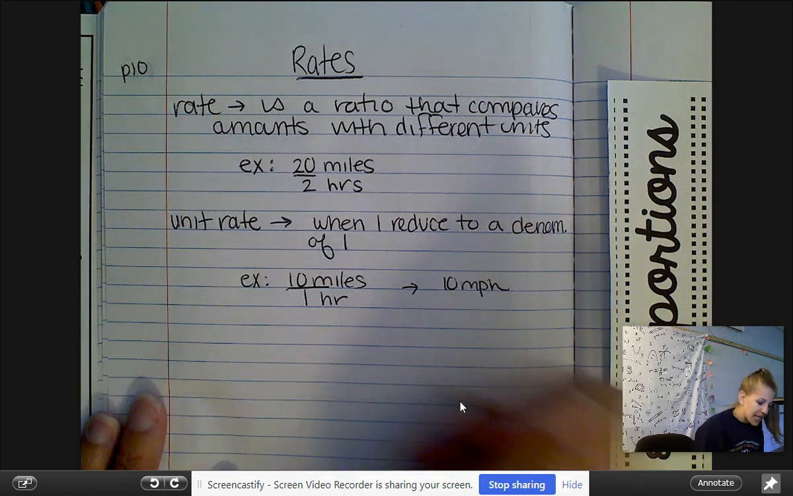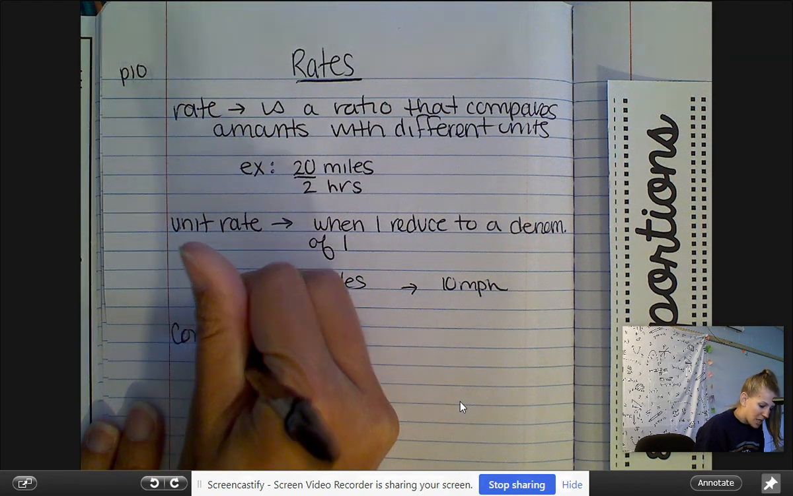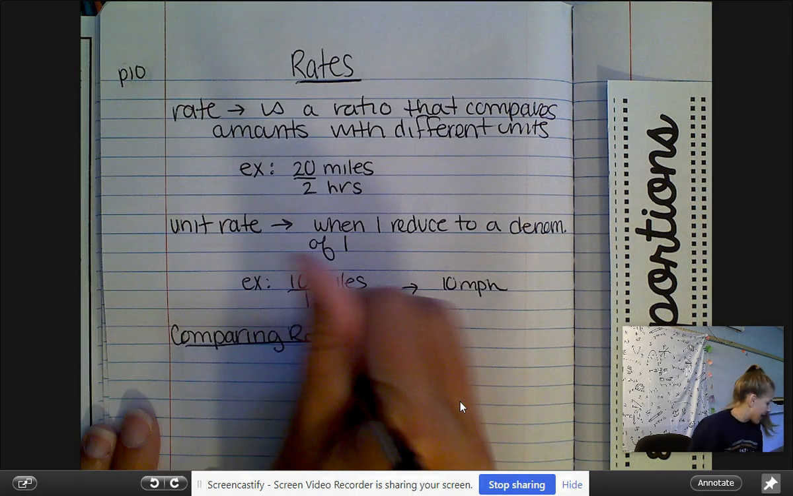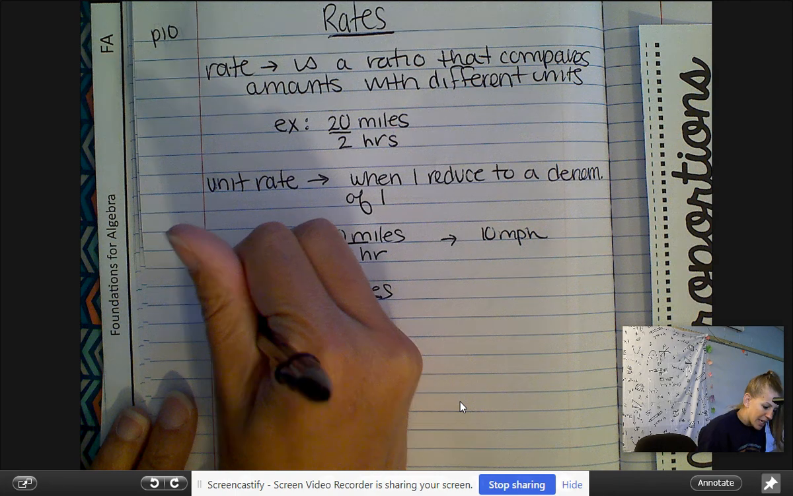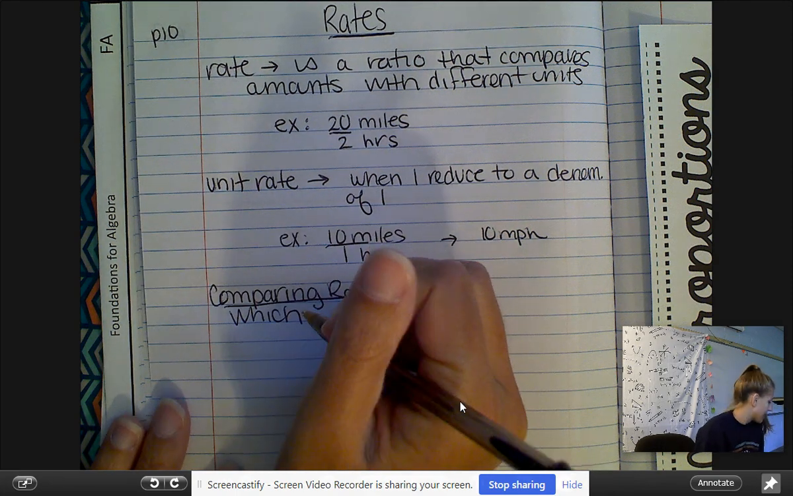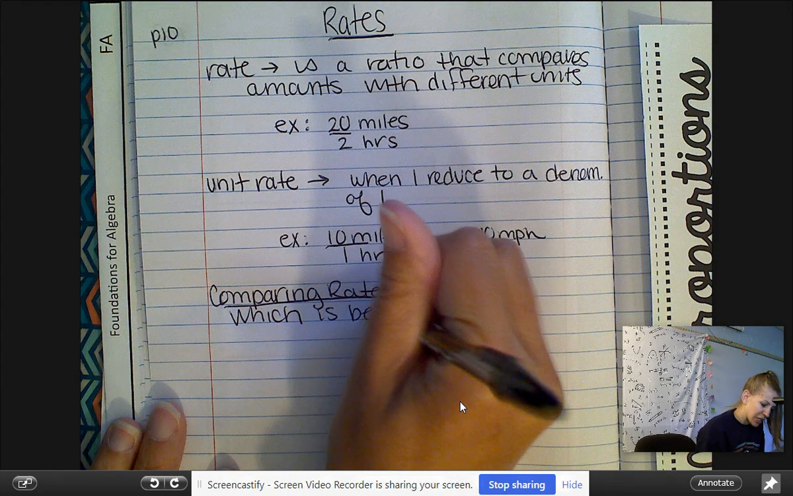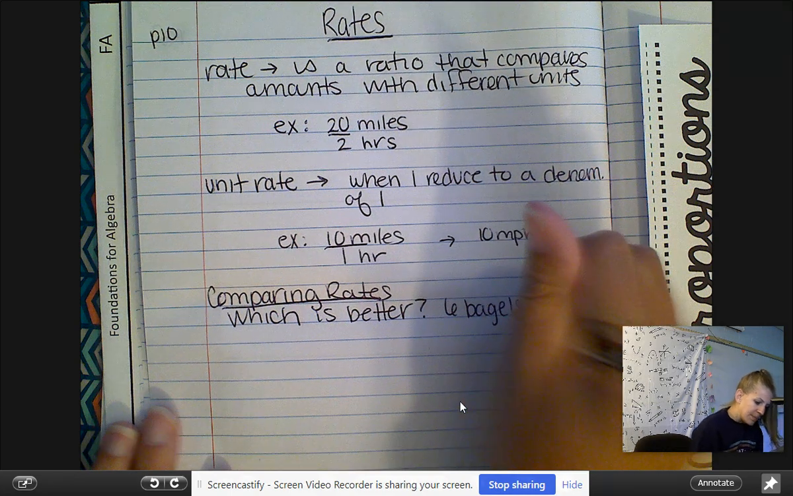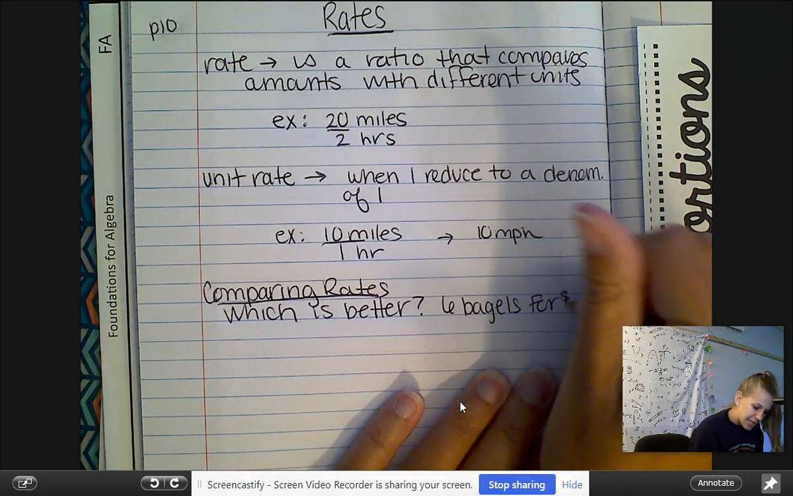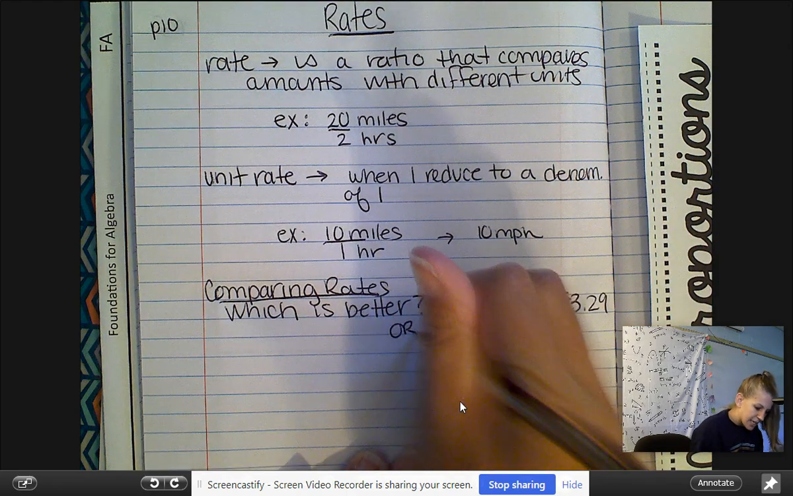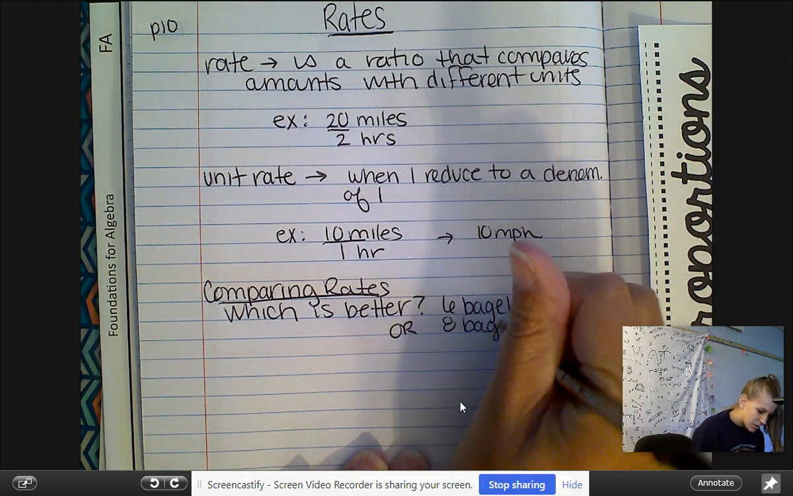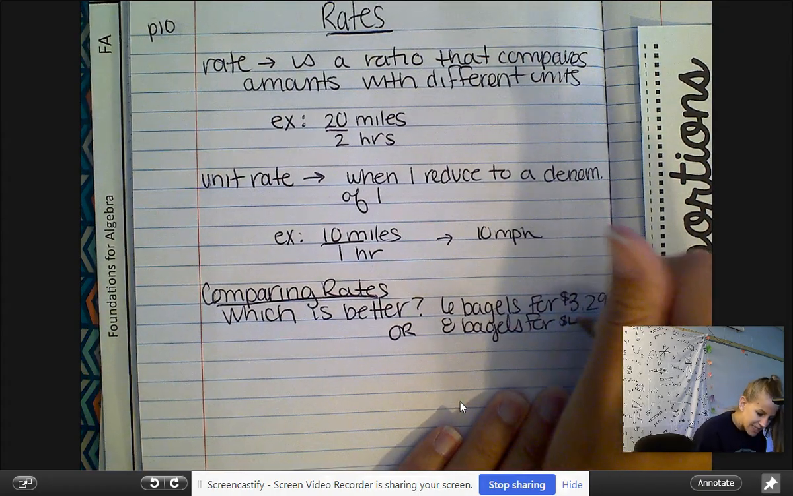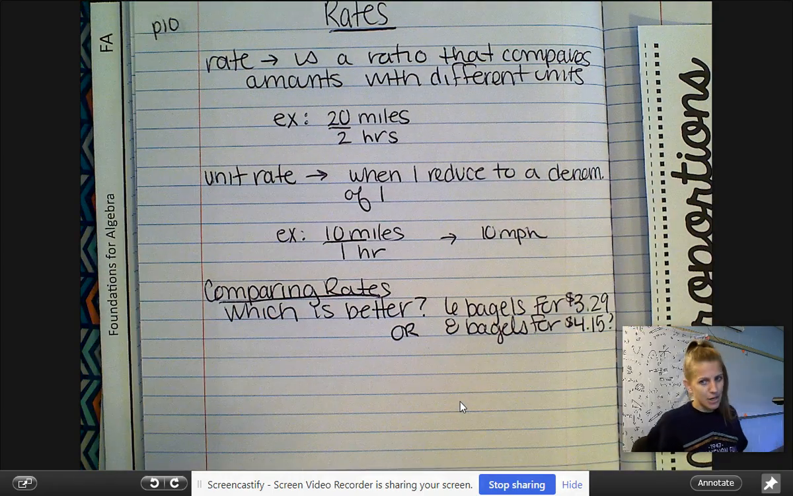So again, we want to use that unit rate to do something like comparing. So when I'm comparing rates, we want to do an example of that really quickly. We could use that toilet paper example, but I have another example for you too. Which is better? 6 bagels for $3.29 or 8 bagels, I should have done donuts, what was I thinking, for $4.15. So which one of those is better?